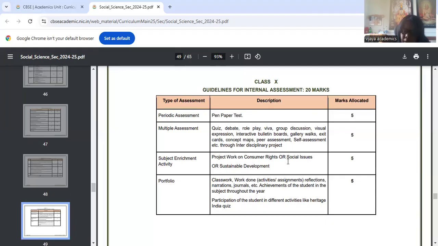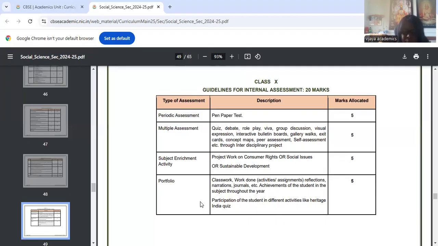Interdisciplinary project is part of multiple assessment. Marks allocated 5. Subject enrichment activity, that is project work on consumer rights or social issues or sustainable development. For the subject enrichment activity, you can give any one topic to the student, or else give 3 topics and tell the students to choose any one of them. The marks allocated are 5.